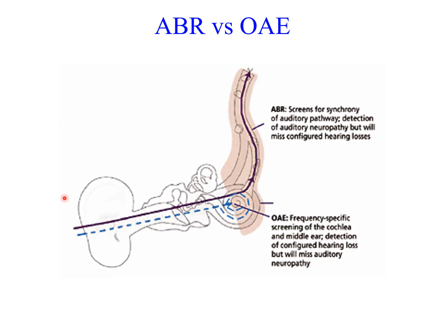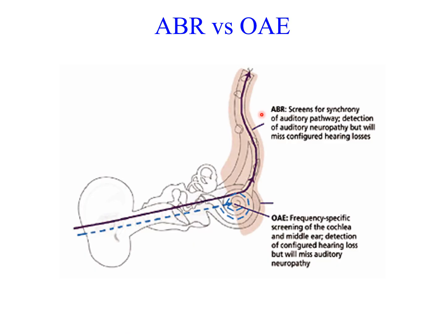If we look at ABR first, sound comes into the auditory system, and the nerves will fire action potentials. So ABRs are basically screens for neurosynchrony of the auditory pathway. The advantage of ABR is that it will be able to detect the presence of auditory neuropathy, because auditory neuropathy is a disorder that lacks neurosynchrony. We'll get to details in later slides.